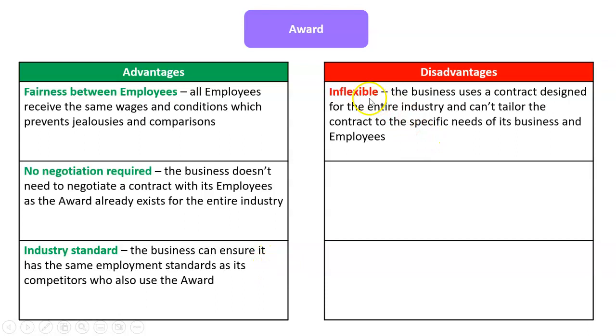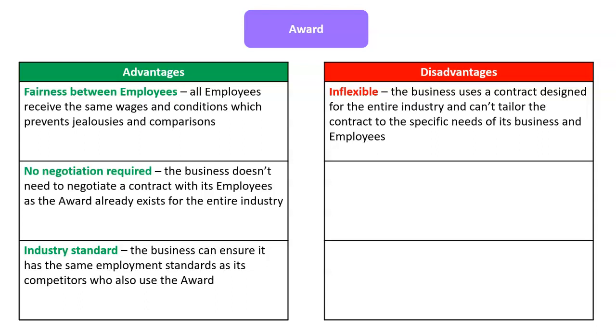What are the disadvantages? Well, it's very inflexible. So the business uses a contract designed for the entire industry and can't tailor that contract to the specific needs of its business and employees. So forget mining for a second, let's take the retail industry. There's a general retail award, but why don't we just talk about department stores? So let's say that award could apply to someone working in Kmart or someone working in a fancy department store, let's say David Jones. Well, they do very different jobs.